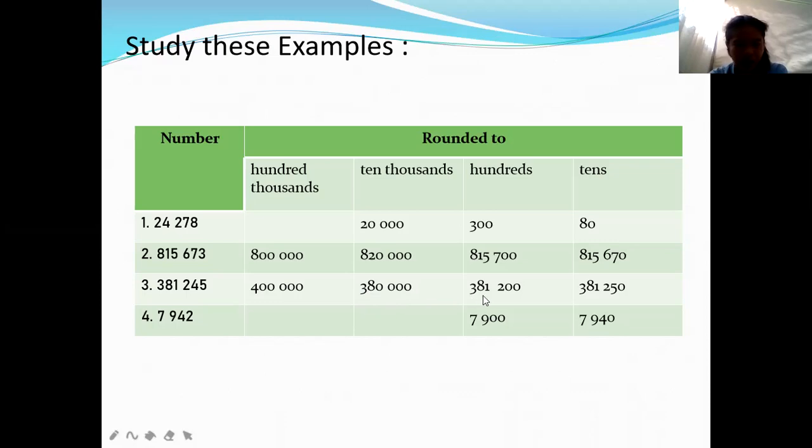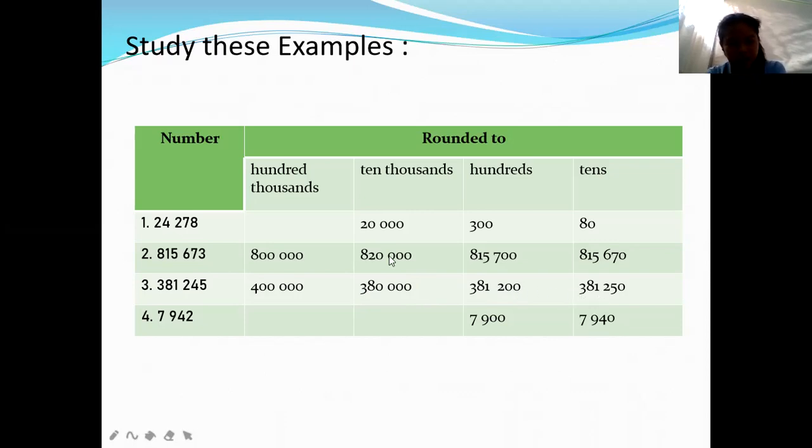Okay, next, to the hundreds place. Our hundreds place is 2. So, what is the number next to 2? We have 4, di ba? Okay, so 4. Okay, retain the number. Copy 2. Then copy the number in its left side and make the number in its right side zeros.